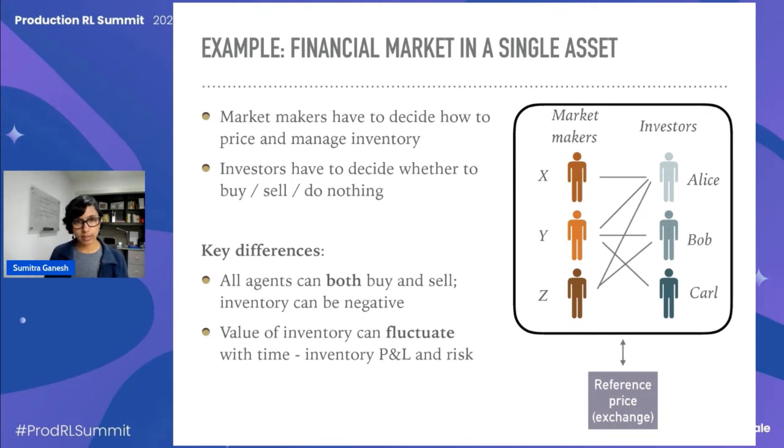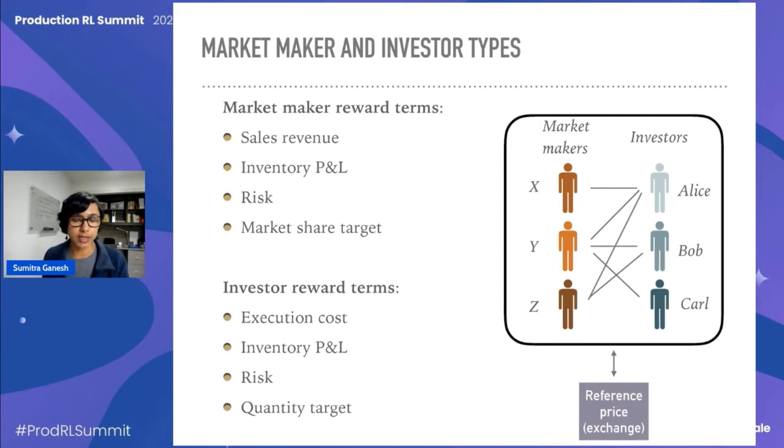So similar to what we did with shops and customers, we can set up the reward functions for market makers and investors by specifying the terms of the reward function and then letting each agent put different weights on these terms. So what do market makers care about? Market makers care about maximizing their sales revenue and maybe meeting some market share target. Crucially, they care about minimizing risk from inventory. And you could have market makers that are more risk averse and place a high weight on this risk term in the reward function. And then there might be others who are less risk averse.